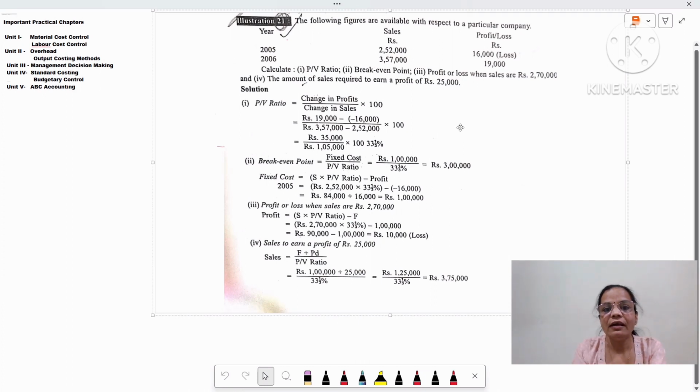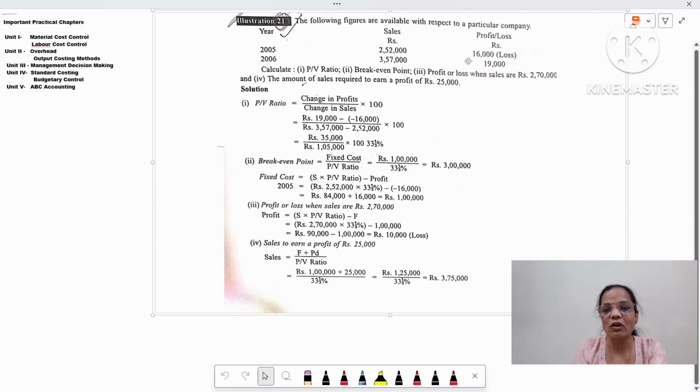In this question, sales and profit are given for the year 2005 and 2006, and you are required to find out 4 different points. First, you are required to find out PV ratio. PV ratio means profit volume ratio. Profit is always based on the sales. In this question, sales and profit are given for 2 different periods. So PV ratio will be change in profit divided by change in sales multiplied by 100.